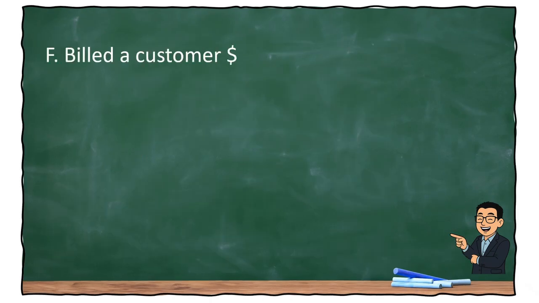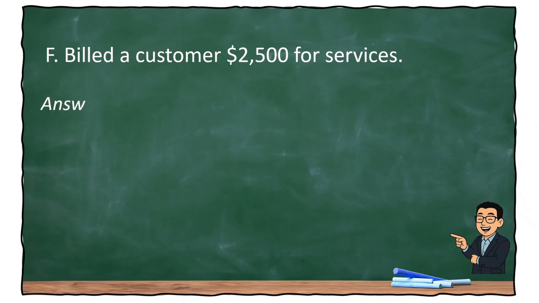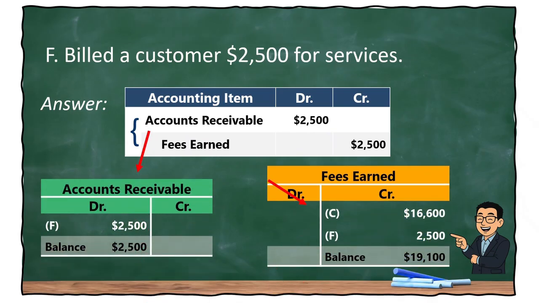In transaction F, the company billed a customer $2,500 for services provided. Since the payment has not yet been received, we record it as an increase in accounts receivable on the debit side for $2,500. At the same time, we recognize the revenue earned by crediting fees earned for $2,500. This entry increases both our assets, through accounts receivable, and our revenue, which will later contribute to equity.